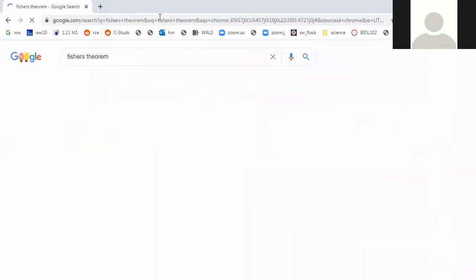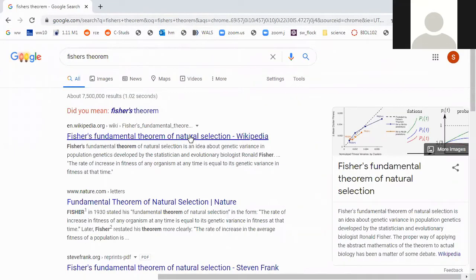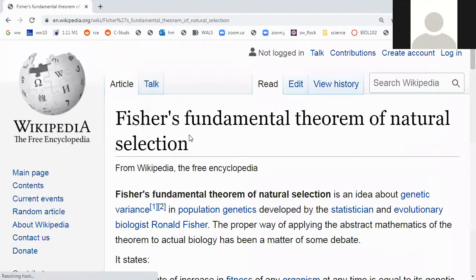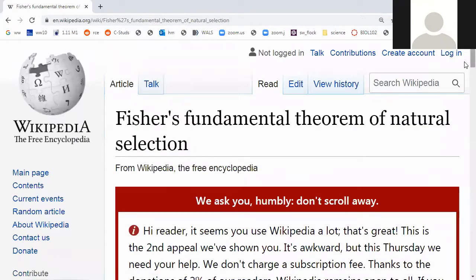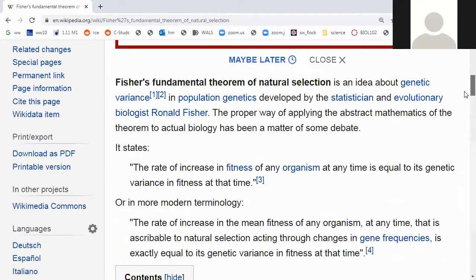And the reason this is problematic, Fisher never used formal math symbols. This is how he stated it, and everyone had to try to figure out what he meant. He said, the rate of increase in fitness of any organism at any time is equal to its genetic variance in fitness at that time.